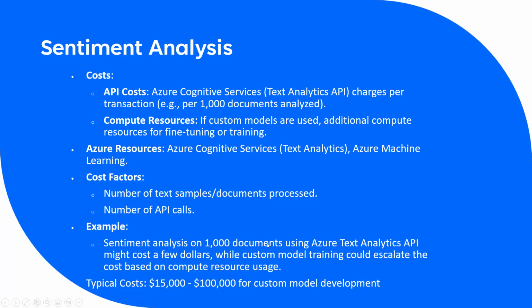Cost factors: number of text samples or documents processed, number of API calls. And to consider an example, sentiment analysis on 1,000 documents using Azure Text Analytics API might cost a few dollars, while custom model training could escalate the cost based on compute resource usage. Typical costs might be between 15,000 to 100,000 for custom model development.